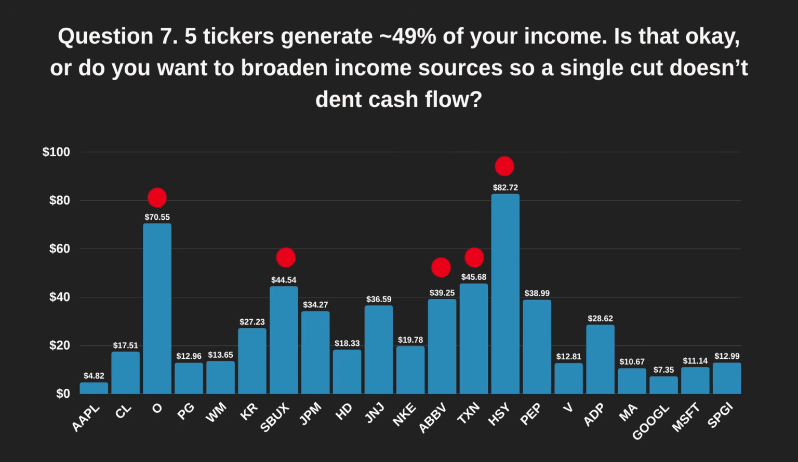Question number 7. 5 tickers generate 49% of your income. Is that okay, or do you want to broaden income sources so a single cut doesn't dent cash flow? Absolutely. I would like to broaden my income, and that is happening week by week as contributions continue to enter the account and are deployed on opportunities.